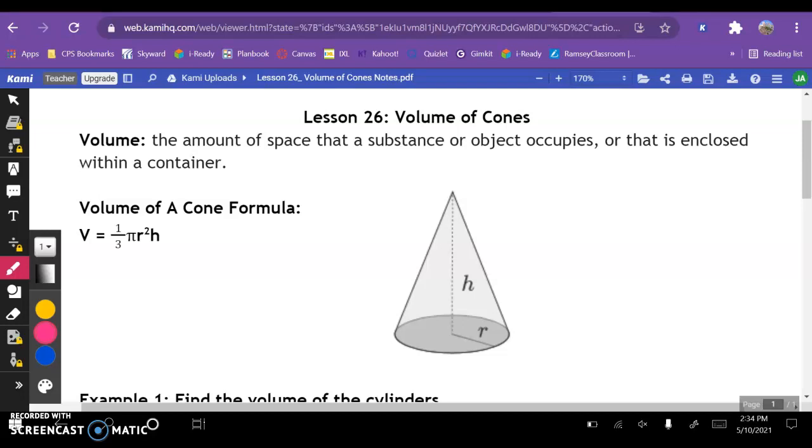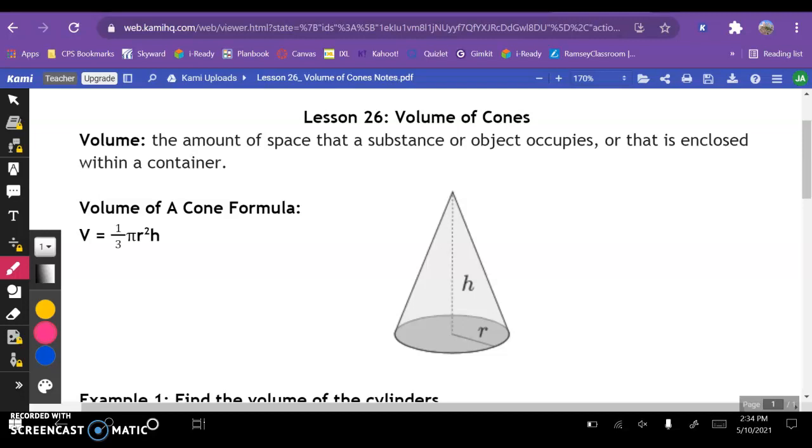All right, continuing on with lesson 26, today we're going to talk about volume of cones. At the top, we have a vocab word of volume that was on yesterday's lesson as well. Remember, volume is how much of a substance we can put inside of the object. So how much does the object hold? And the volume for a cone is 1/3 times pi r squared h.